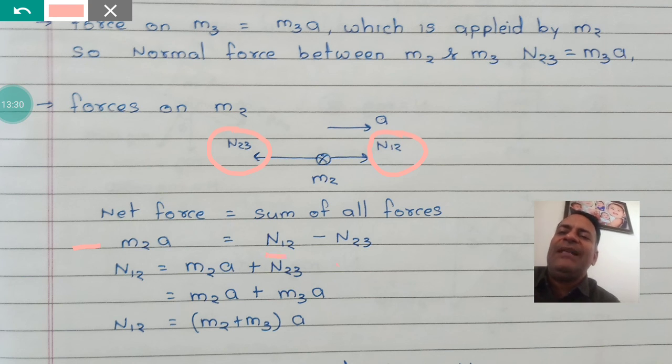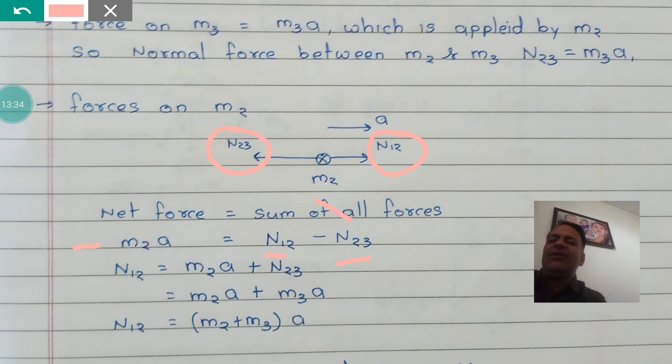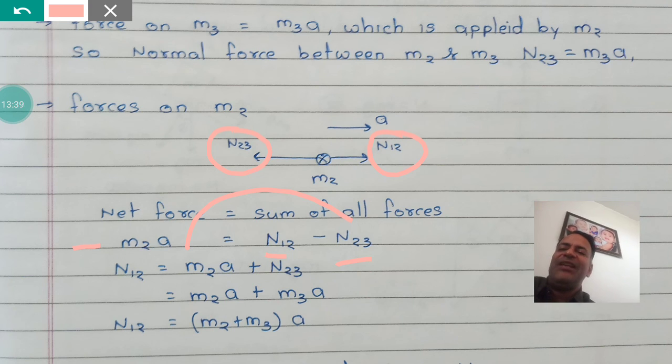So N12 minus N23 equals M2 into A. Now I'm calculating N12. Transpose N23 to the other side, and what you will get is the value of N12: M1 plus M2 into A.